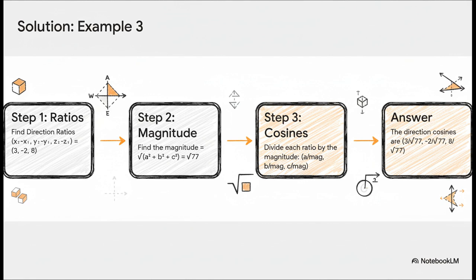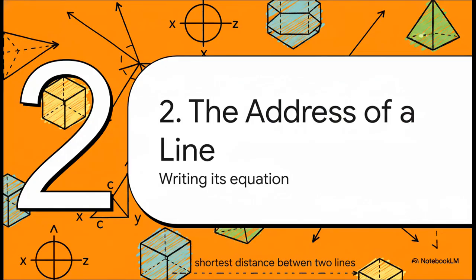And now for the final magic step. You just divide each direction ratio by that magnitude. And boom, there's your answer. See? The whole trick is just knowing the path from direction ratios to direction cosines. Fantastic. You now know how to find a line's GPS.